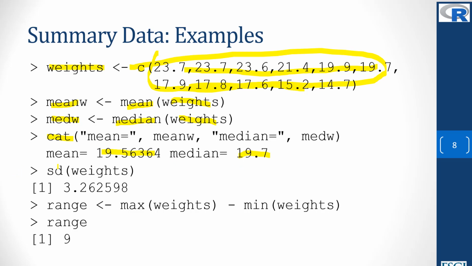We can calculate the standard deviation. This is the distance from the mean, and we see 3.26 is the standard distance from this mean of 19.56. We can calculate the range. This is the difference between the smallest value and the largest value, to see the minimum and maximum points that we're working with in the data. So we just use the max value found in this weights vector and then the min value found in the weights vector and assign it to this variable range.